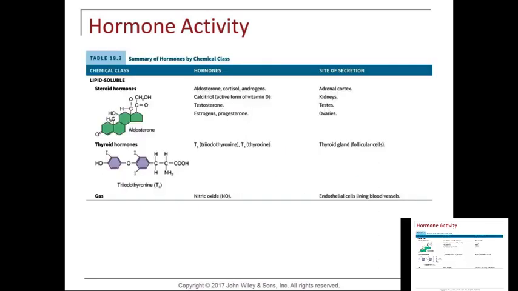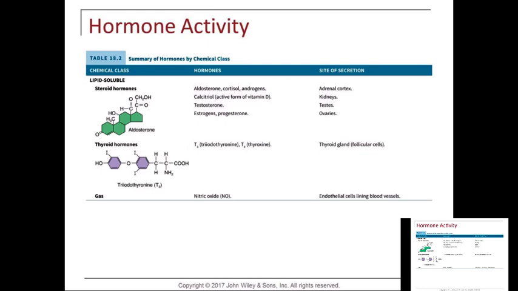So when we look at the fat soluble, you can see some of the hormones like aldosterone, cortisol, androgens, calcitriol, testosterone, estrogen, progesterone. Also, when we think of these fat soluble hormones, we have to think of cholesterol. So we do need cholesterol in order to produce these. On the right, it shows you the site of secretion.